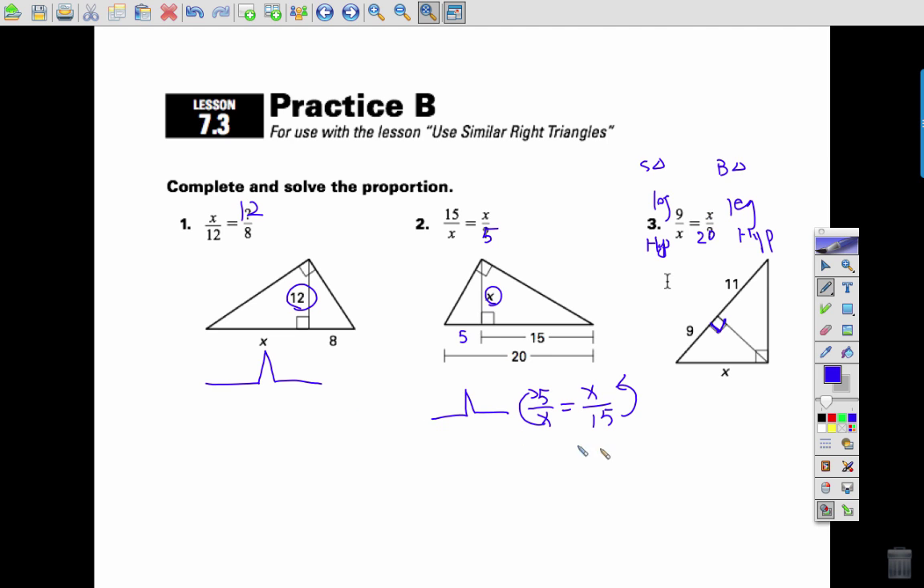Okay, again, I'm going to write it a little better. In this small right triangle, it's 9 over x. 9 is a leg. x is a hypotenuse. So it's leg over hypotenuse. It's 9 over x. Then in the big triangle, the leg is x. The hypotenuse is 11 plus 9, which is 20.